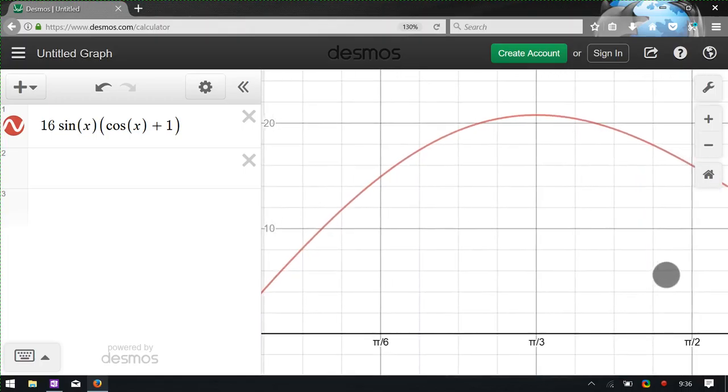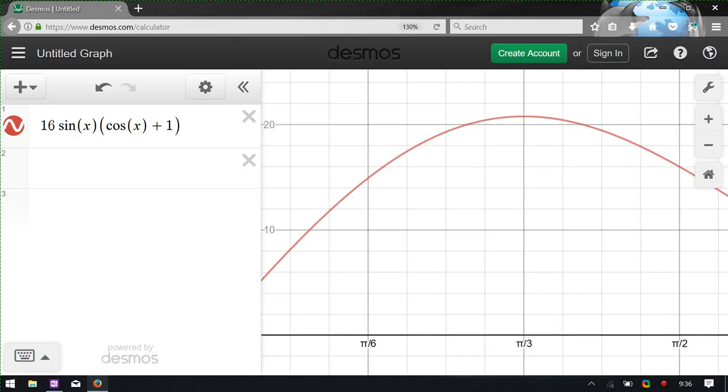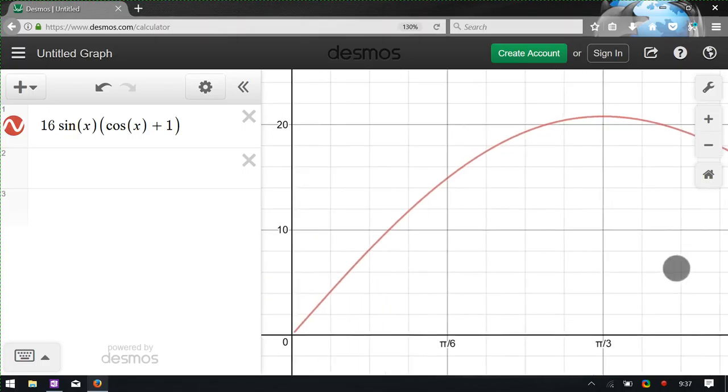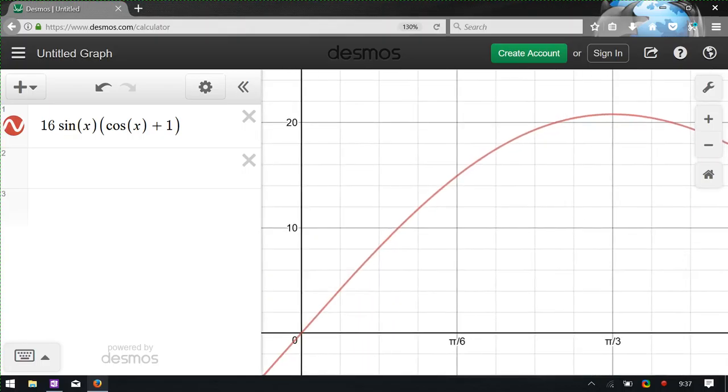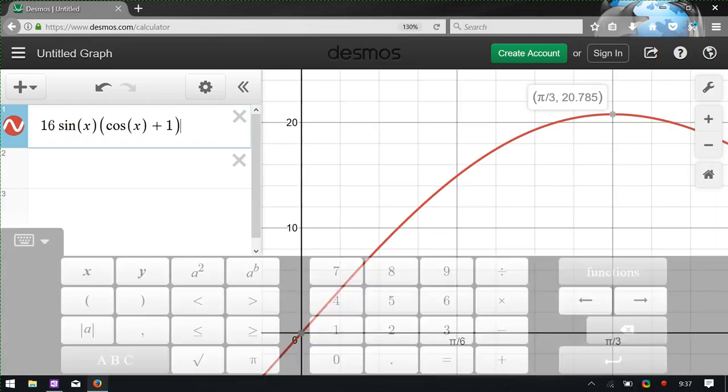If you go all the way to pi over 2, you actually lose a little bit of area. So it looks like pi over 3 will be the maximum right there. I think Desmos will tell me the approximate. Yeah, 20.7 something will be the amount of square units. So pi over 3 will maximize this graph.